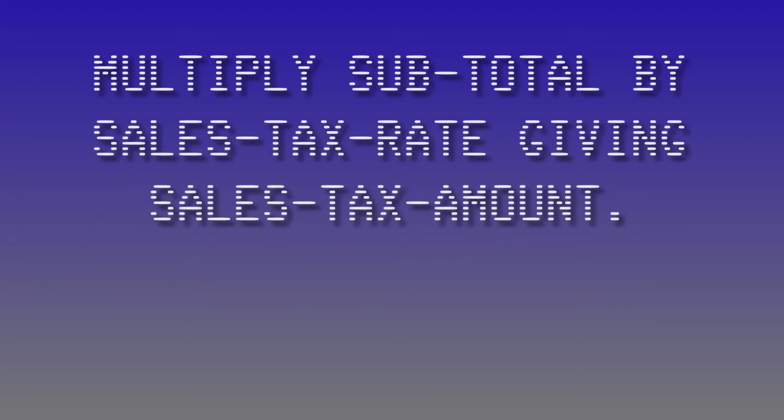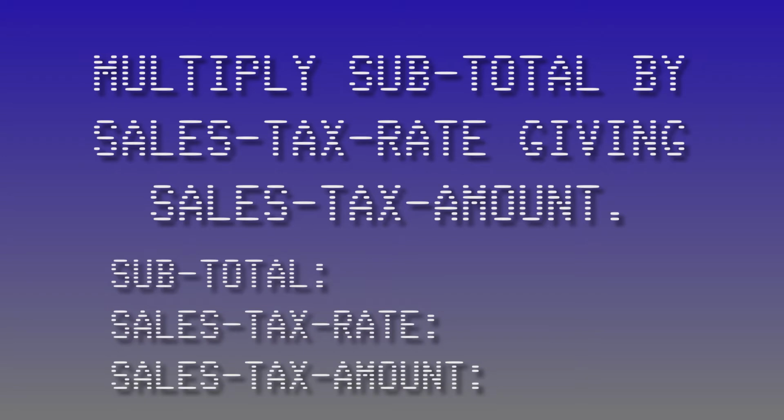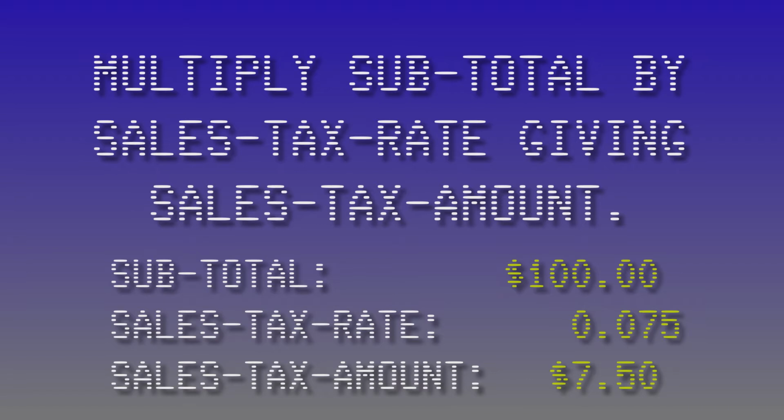Now, look at this. Multiply subtotal by sales tax rate, giving sales tax amount. This code will take a value, subtotal, multiply it by sales tax rate, and store the result in sales tax amount. For example, if subtotal is $100 and sales tax rate is 7.5% or 0.075, then 7.5, or 100 times 0.075, will be stored in sales tax amount. That value can be used in other calculations, for example, being added to the subtotal to get a final total for an invoice.